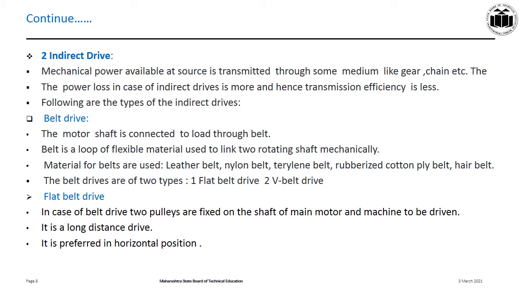So the belt drives are of two types. Number 1, flat belt drive. Number 2, V-belt drive. First of all, we'll see the flat belt drive. In case of the flat belt drive, two pulleys are fixed on the shaft of the main motor and machine to be driven. It is basically a long distance drive and it is generally preferred in the horizontal position.